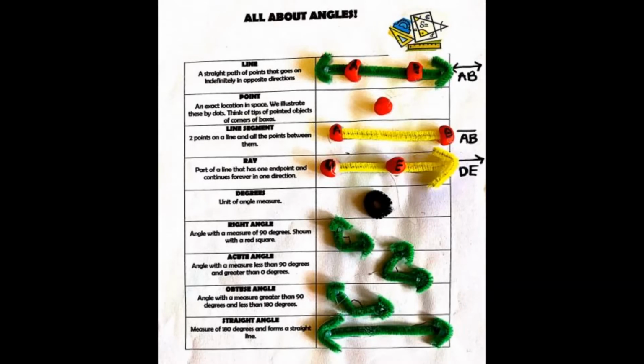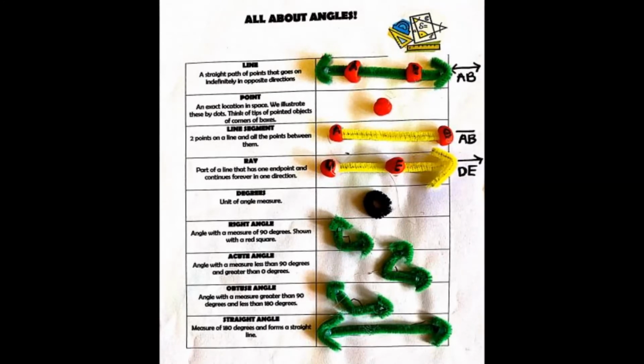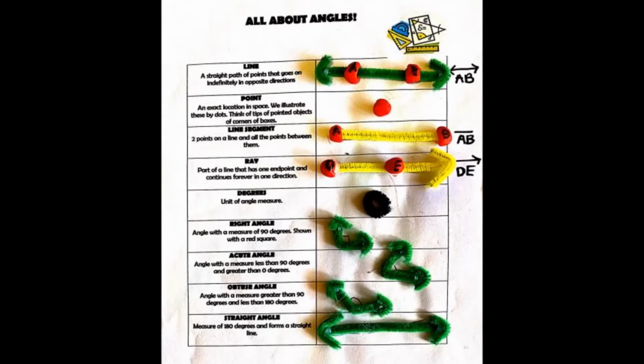Now we're going to talk about the 4 different types of angles. We have a right angle, which has a measure of 90 degrees. This can be shown with a red square. Whenever you see a red square, you know that has to be a right angle. Next we have an acute angle. An acute angle is a measure less than 90 degrees and greater than 0 degrees.